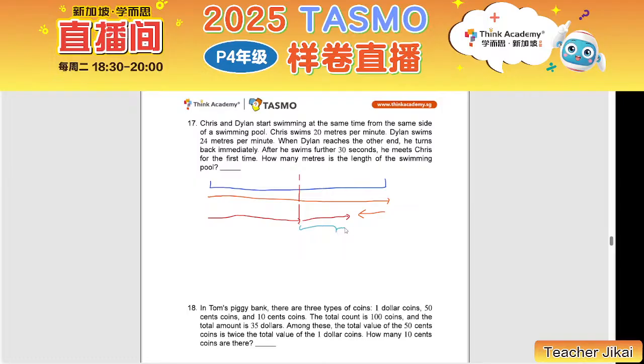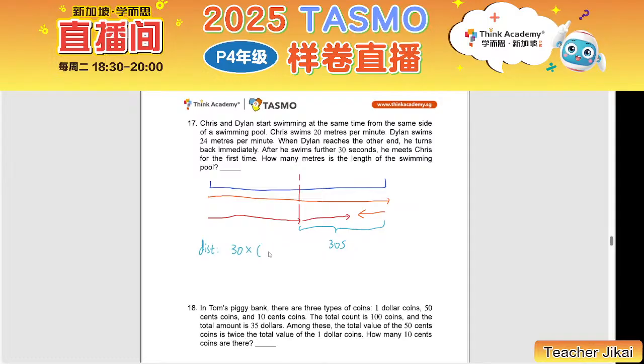So what is the total time for them to travel for this part? It is from when Dylan reaches the other end to when he meets Chris, right? So between them we have how many seconds here? We have 30 seconds, right? Once we know it is 30 seconds, what can we do? We can find the distance, right? The distance is the 30, which is the time, times the sum of their speeds.